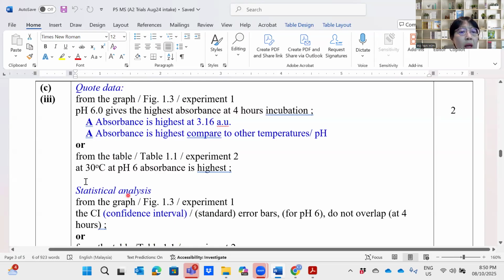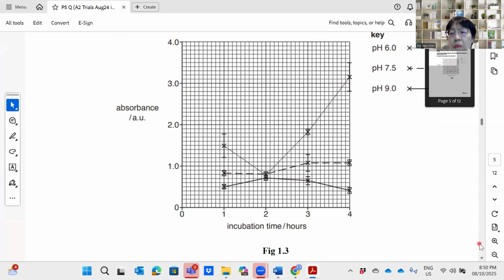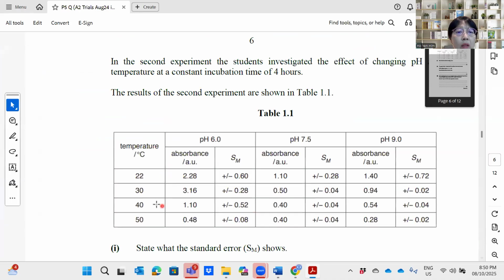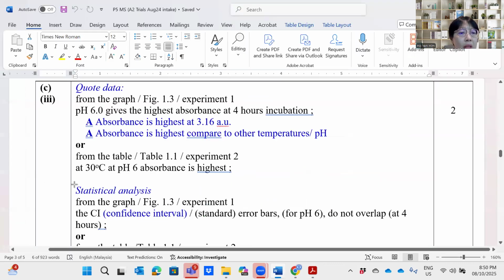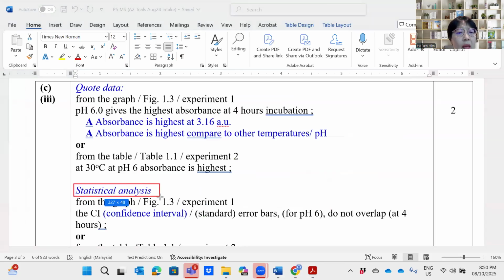So from the table, at 30 degrees Celsius, pH 6 absorbance is the highest. So table got many temperatures, so if you choose 30 degrees Celsius, it gives you the highest absorbance among the rest of the data. So 30 degrees Celsius at pH 6, okay, it gives the highest absorbance. Then what about statistical analysis? So for the statistical analysis part, you must say that we use statistical analysis.